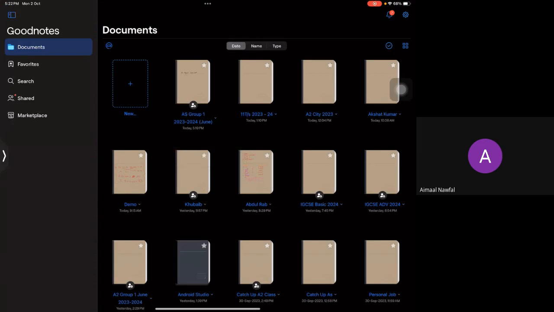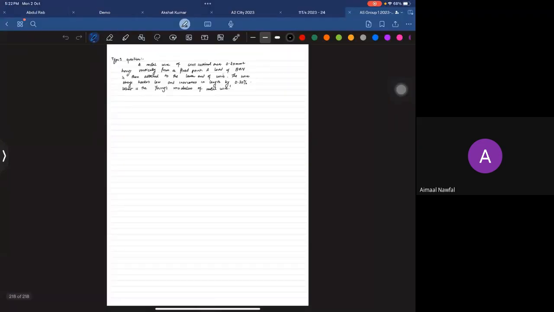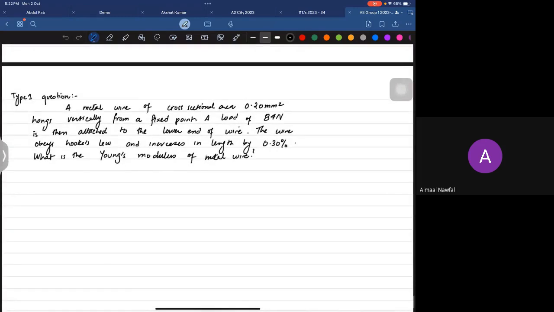Anyway, so where were we? Okay, so we were doing this question. Now, please understand this. Whenever this type of question comes, this is a fairly simple one. Just try to write down what's available to you. For example, the first one is cross-sectional area, so I'm going to write area is 0.20 millimeter square. Then they have given you a force, which is 84 newtons. And then they have said the wire obeys Hooke's law and increases in length. Now, this percentage is basically strain, because only a percentage change in length can be given as strain. So, you guys need to remember that.